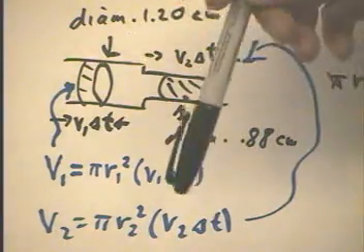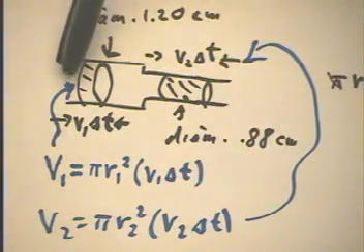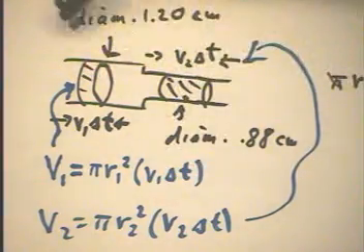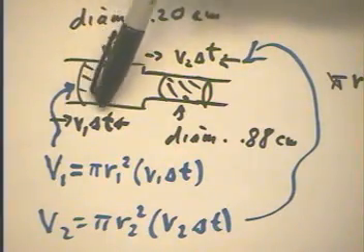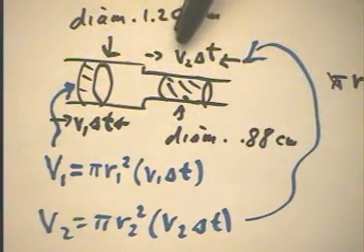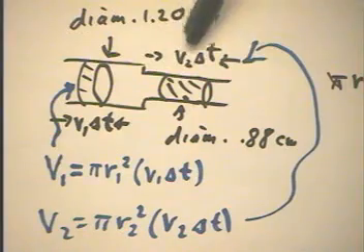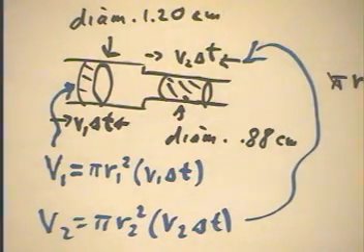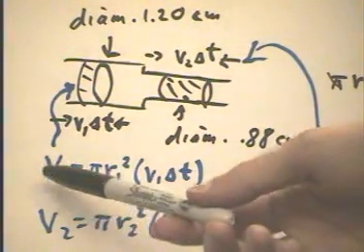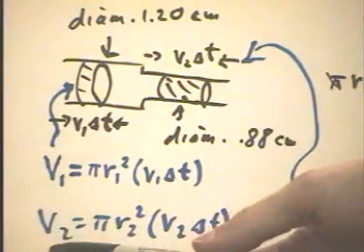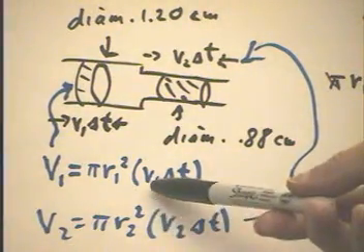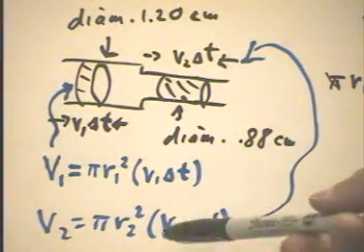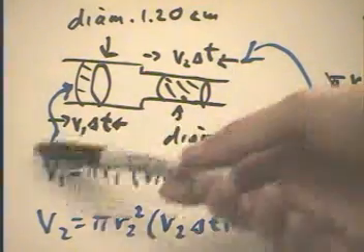Okay, so let's clarify that. Moving at velocity V1, the fluid here will flow a distance V1 delta t. Moving at velocity V2, the fluid here will move a distance V2 delta t. Now, the volume, capital V1, and the volume, capital V2, are going to be related to the velocities, small v1 and small v2, in this manner.